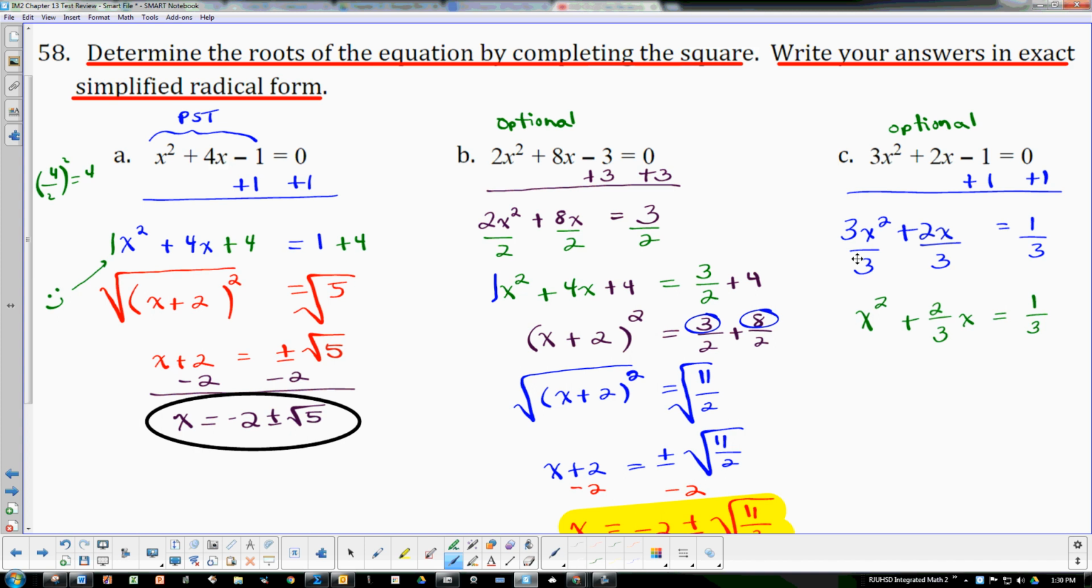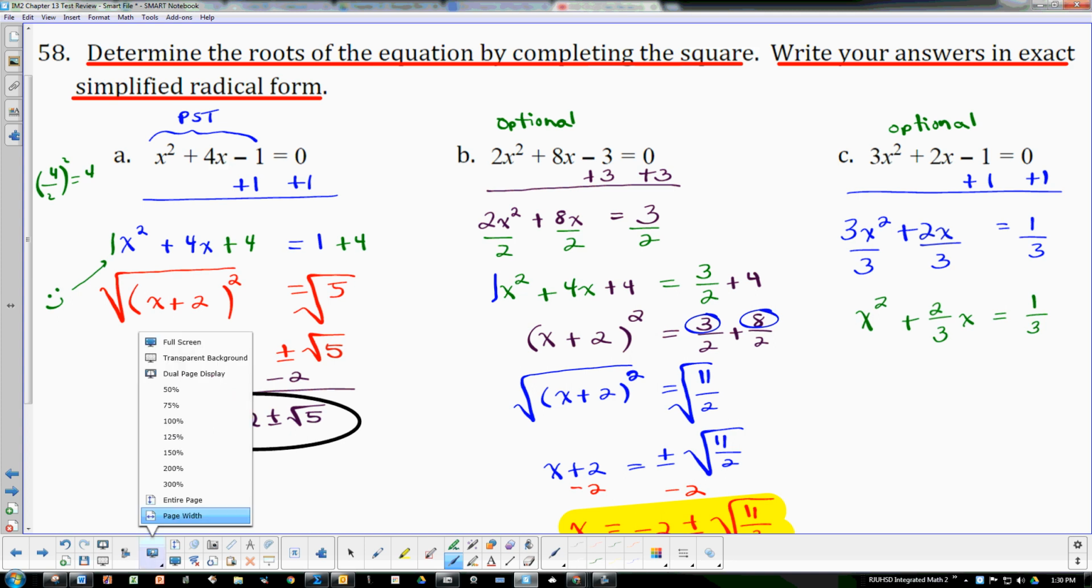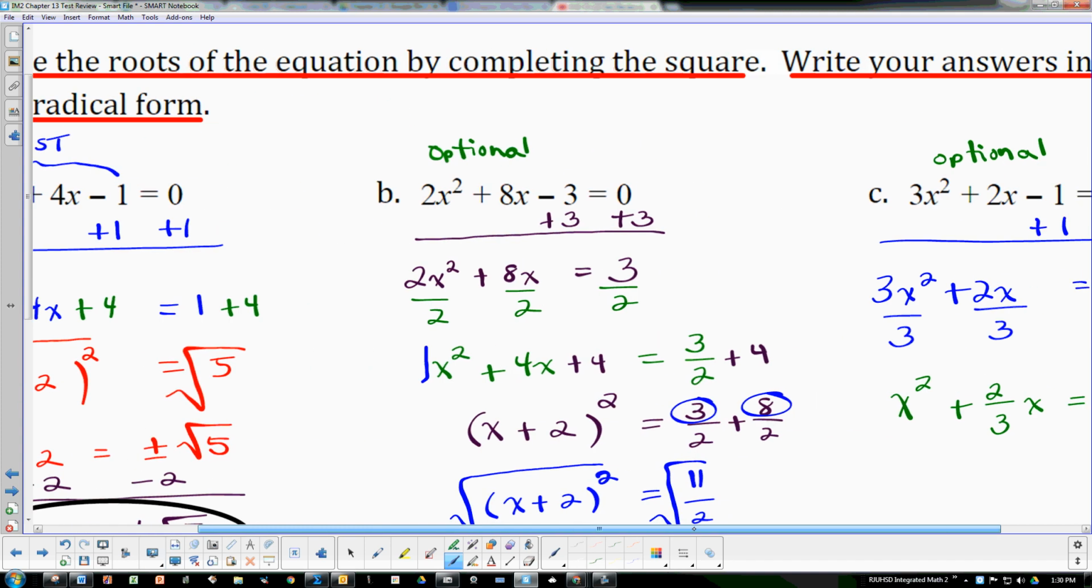Now you have to be careful here. It gets a little intense fraction-wise, so why don't I do this for our sake? Let me zoom in a bit. Come on over.